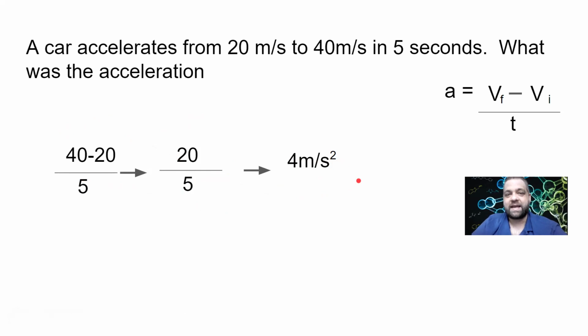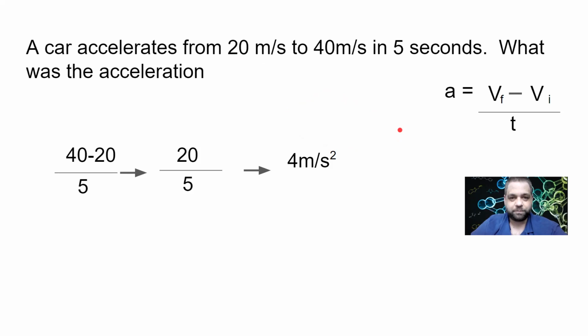What this means is that every 1 second, I'm going to increase my speed by 4 meters a second. So I'm going 20 meters per second over here in the start, and then 1 second later, I'm going to be doing 24 meters per second. In the second, I'm going to be doing 28 meters per second. In the third second, I'm going to be doing 32 meters per second, and so on and so forth, right? So that's what that means. So we're changing our speed every second.